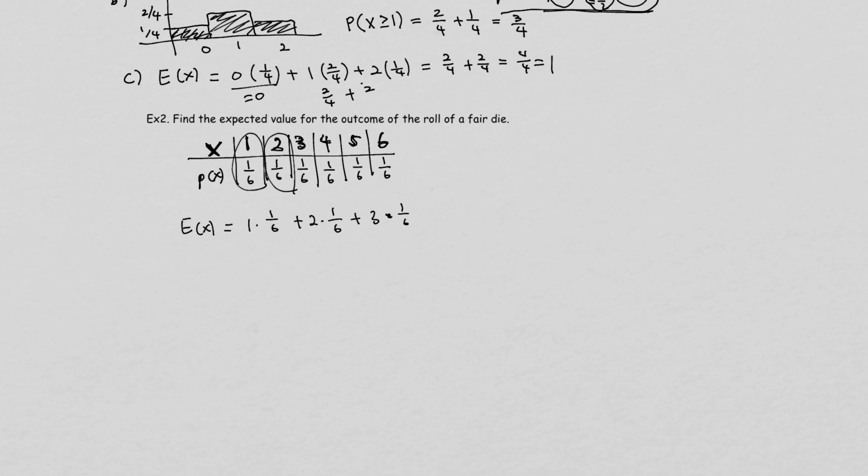1/6. 4 times 1/6. Plus 5 times 1/6 plus 6 times 1/6. This will give you... I forgot one case, 0. Well, you cannot get 0. So this is going to be it. And when you multiply and add them up, you will get 21/6, in decimal form 3.5. So the expected value of this example 2 is going to be 3.5.